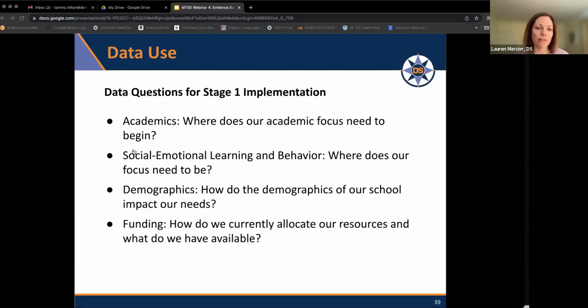And so in terms of stage 1, which is exploration and readiness, in the academic questions, where does our academic focus need to begin? And so to answer this question, we can consider data sources that provide us with longitudinal data information, right? That might be your state assessment system and universal assessments, right? That might include whatever your state annual assessment is. It could be the NWEA, it could be STAR, right? Those are examples of data where you can pull that longitudinal data, right?